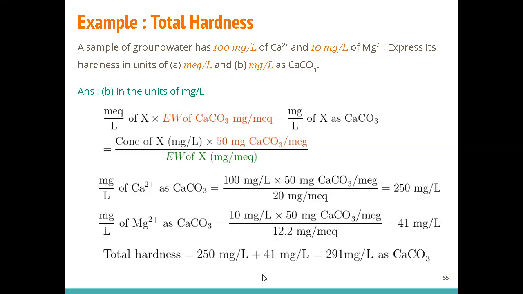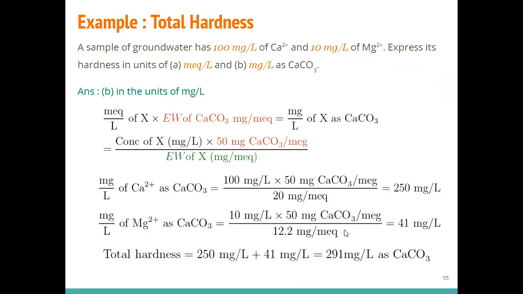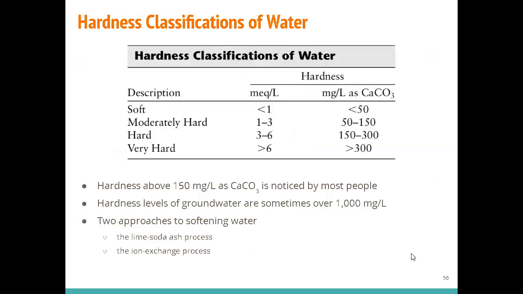So why do we have 2 numbers for the same hardness? We are trying to quantify the hardness. This one is represented by 5.8 millicharge per liter. This one is 291 milligram per liter as calcium carbonate, because sometimes people use the standard of millicharge per liter, and sometimes people use milligram per liter as calcium carbonate. So you can check the table to see if your sample is hard or not.